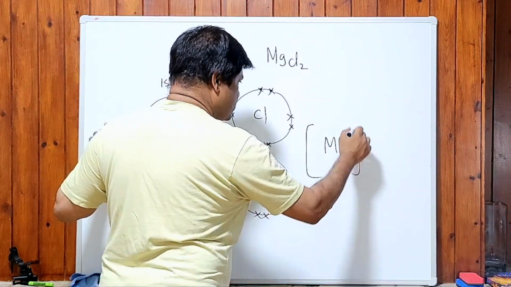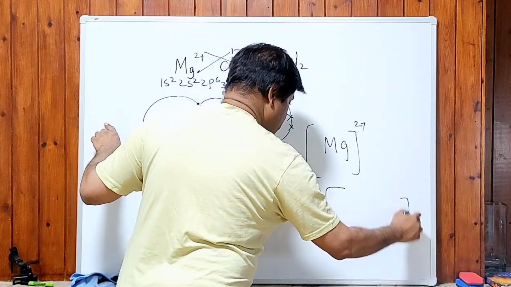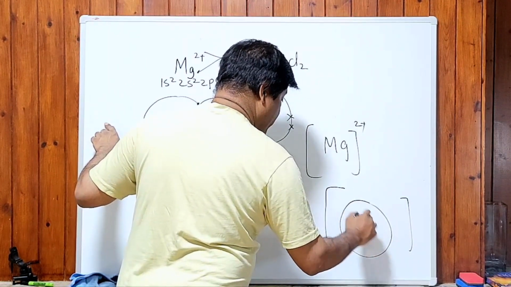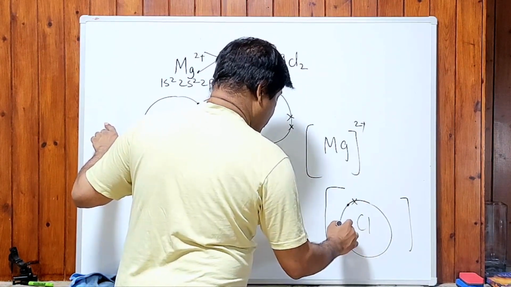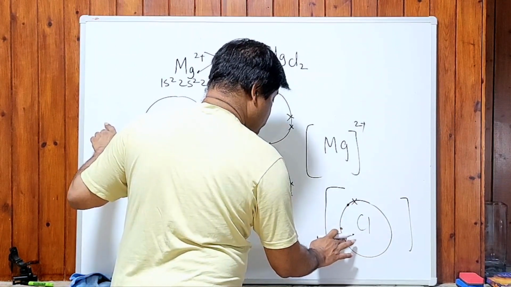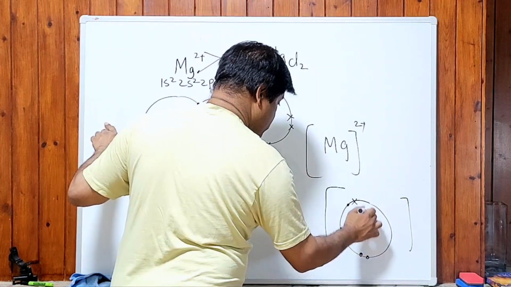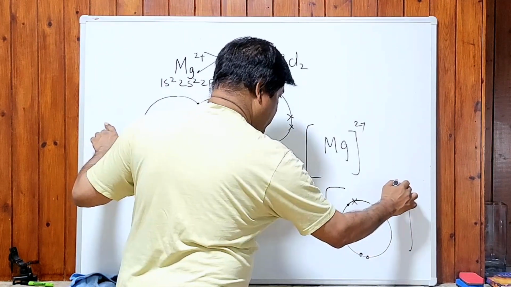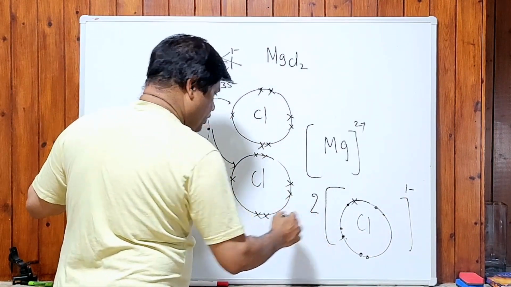Mg2+ cation, and we have 2 chlorines, Cl, each gaining 1 electron, dot and cross. 1, 2, 3, 4, 5, 6, 7, 8. 1-. How many chlorines? 1 and 2, 2 chlorines.